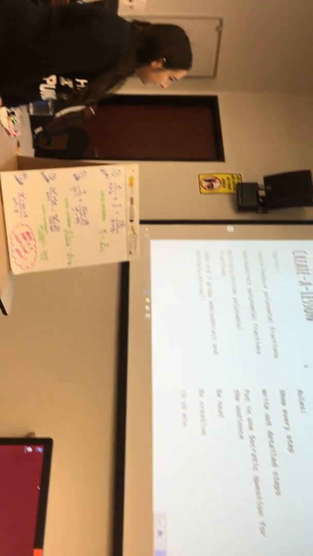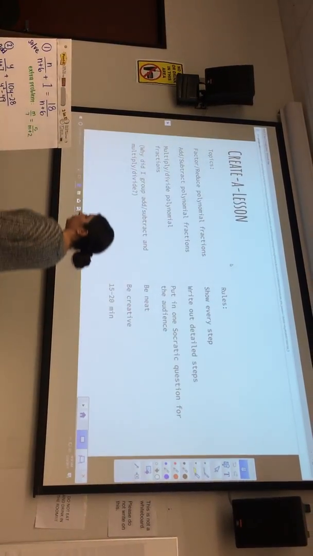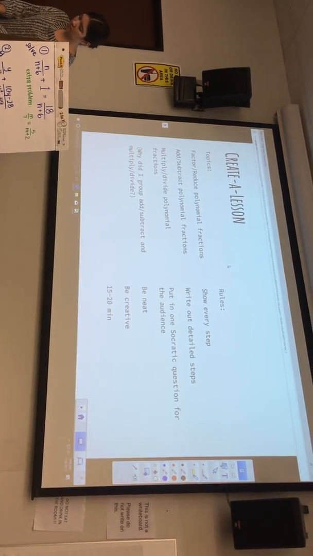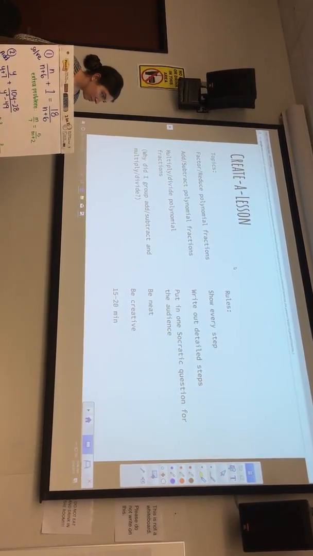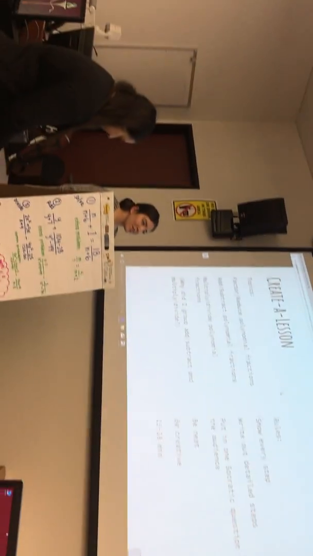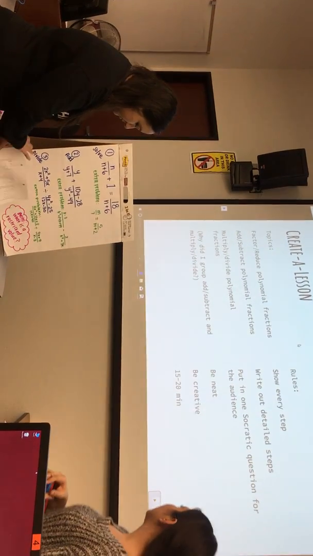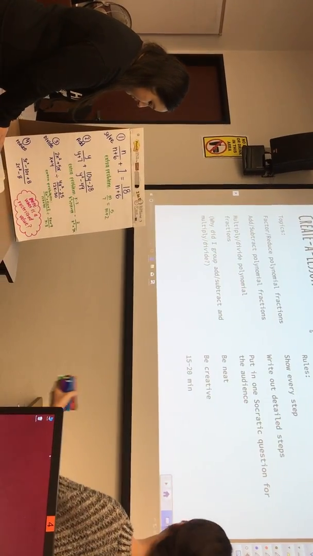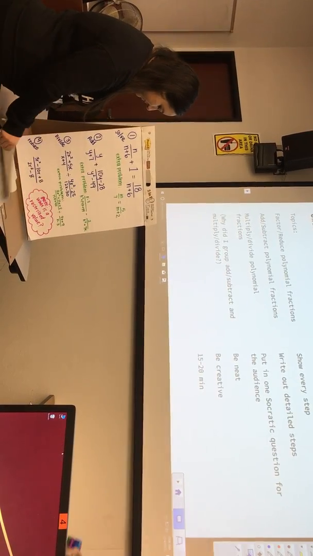Okay, so what are your rules? Show every step, write out detailed steps, put in one Socratic question for the audience, be neat, be creative. And we have 15 to 20 minutes. It was going to be 15 to 20 minutes to work on it as a group, and then everybody would present afterwards, but you could just take like 15 minutes for each one, that's fine. If you take the whole session, that's fine.